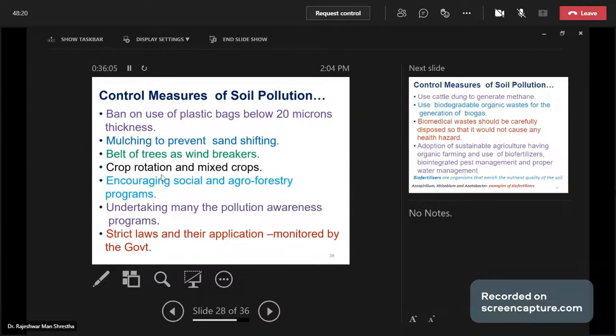Ban of use of plastic bag below 20 micron and mulching process to prevent sand shifting. Mulching भनेको कुनै पनि ल्यान्डलाई कल्टिभेसन गर्नुभन्दा पहिला प्लान्ट मेटेरियलले छोप्ने गर्छ, अनि स्यान्ड उड्ने काम पनि कम हुन्छ.